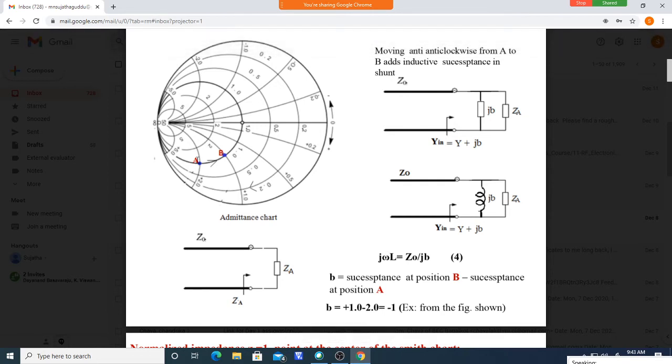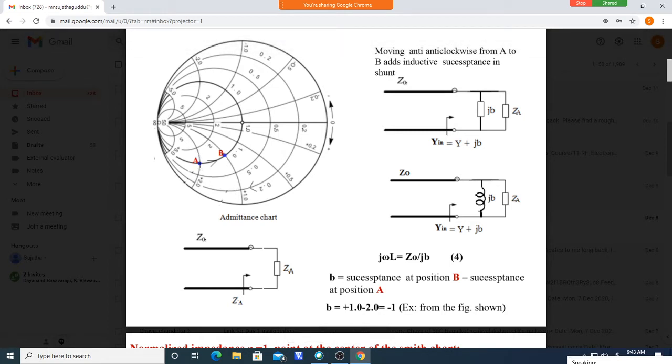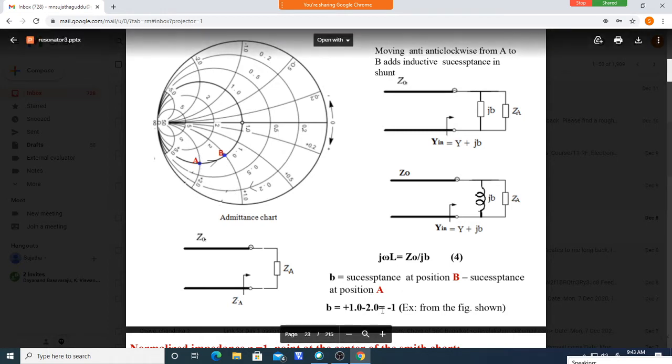See, if you move like this on the conductance circle in the anti-clockwise direction from any point, from here to here, what is the value of susceptance? You read it here. So what is the susceptance here? You find it out and take the difference here.